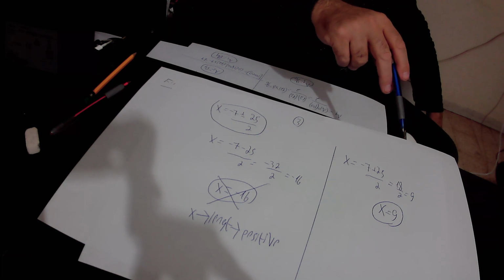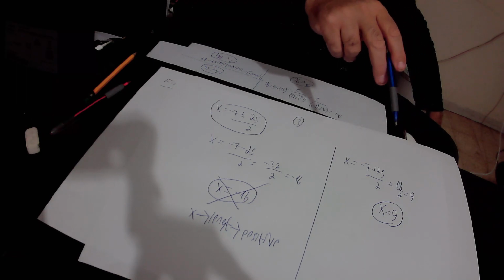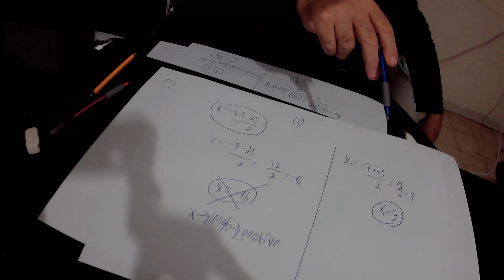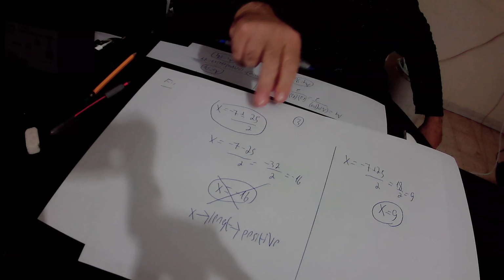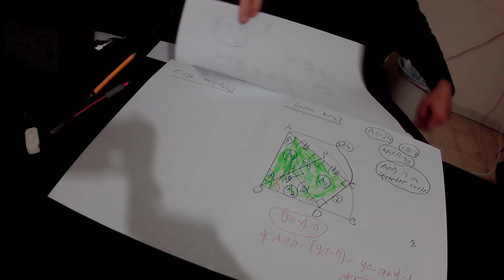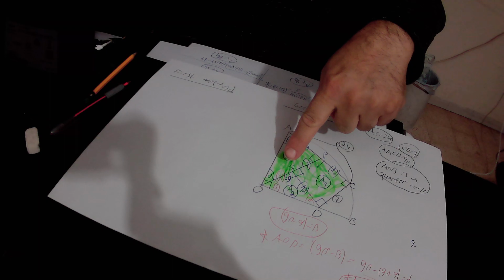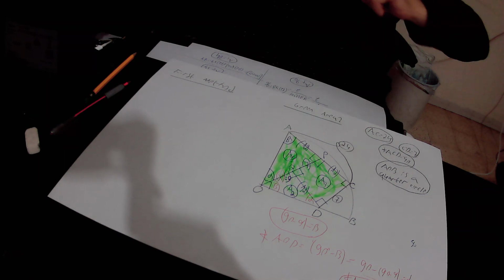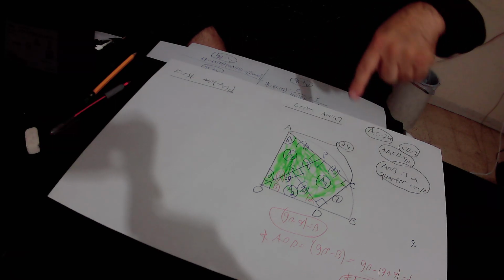25 minus 7 is 18, and 18 over 2 is 9. So in conclusion, we found out that in total x equals 9. In conclusion, x equals 9 units in length. That is to say, the length of this line segment QO, that is x, equals 9 units. And we are looking for the area of the green shape.